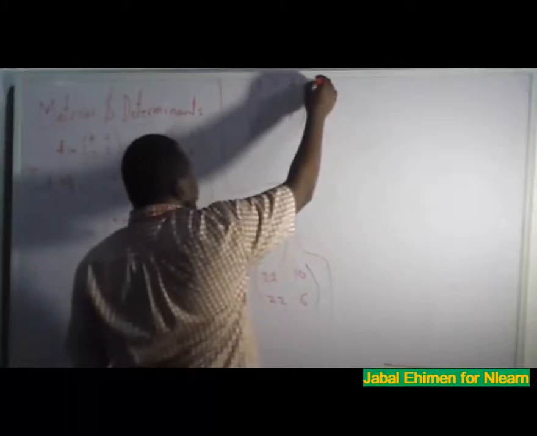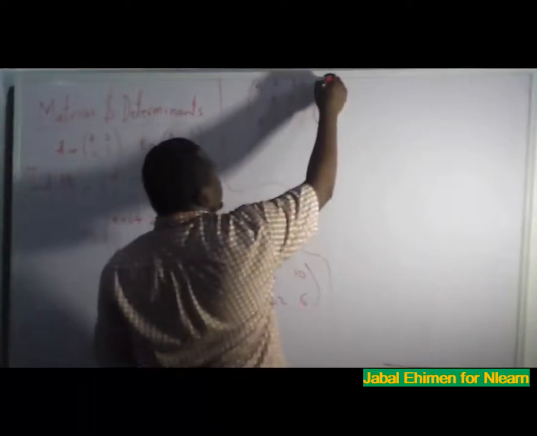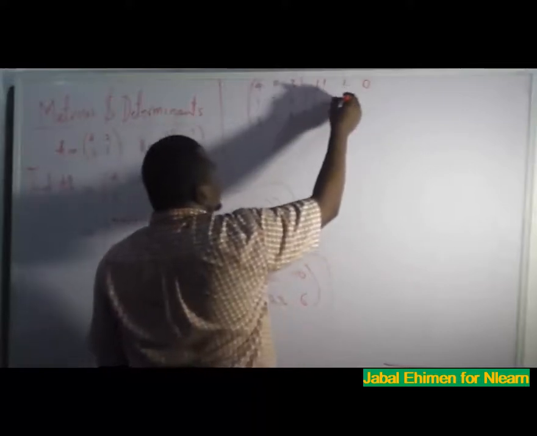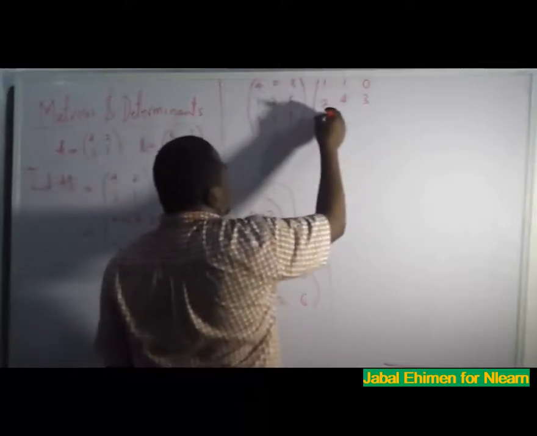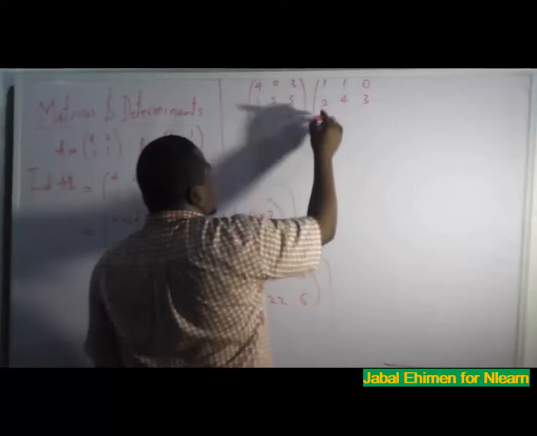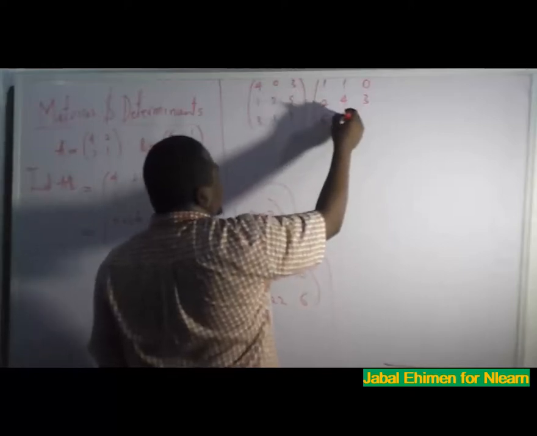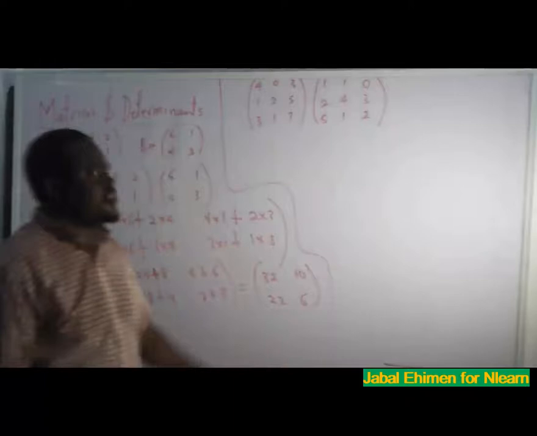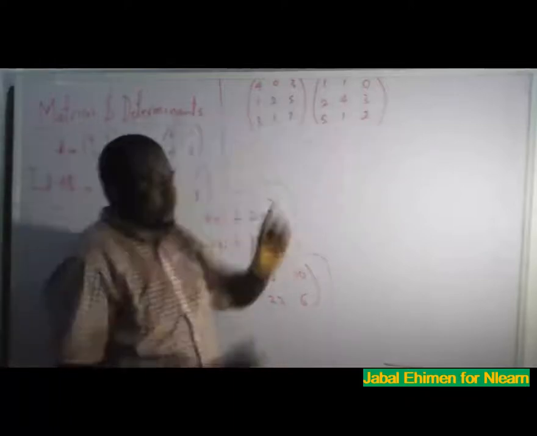And you are multiplying it with 1, 1, 0, 2, 4, 3, 5, 1, 2. You're multiplying with this. This is a 3 by 3 matrix. You're multiplying the two of them.